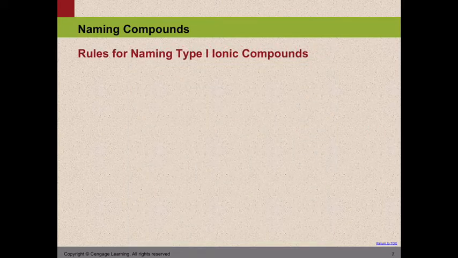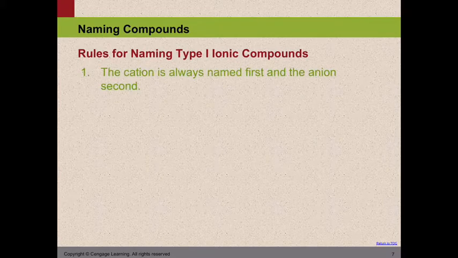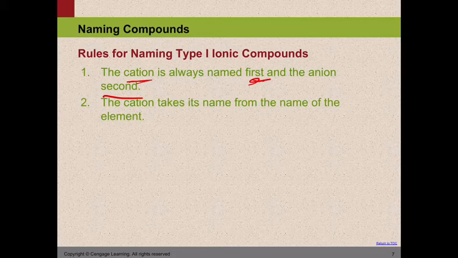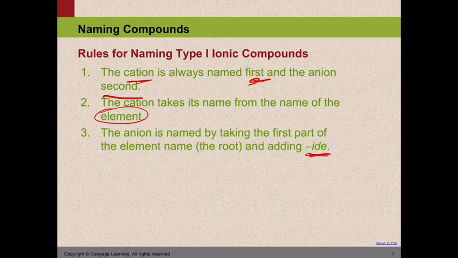So let's take a look at the general rules for naming ionic compounds that involve group 1, group 2, group 3 cations with any of the anions. Number 1, the cation, the positive ion, is always named first. Don't forget that. The anion always comes second. Number 2, the cation is just named like an element. And number 3, we add "-ide" to the root of the anion.